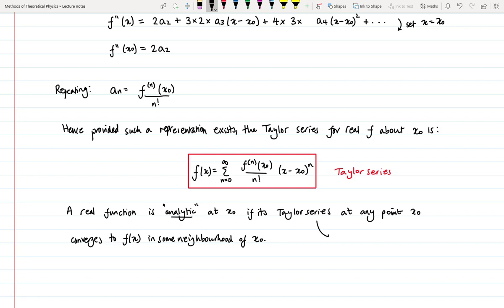Now, importantly, we saw that the existence of a Taylor series requires the existence of all derivatives. And that's clear from the expression in the red box.